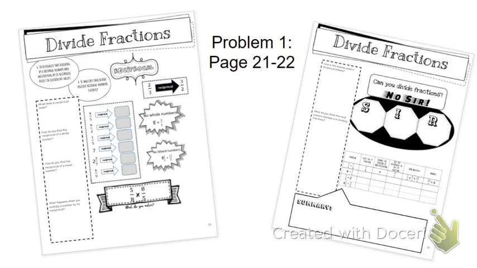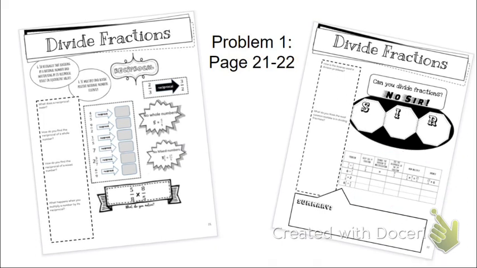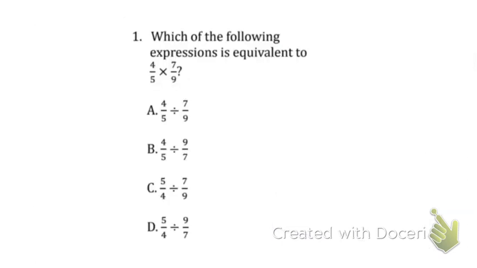All right, the first problem, problem 1, comes from pages 21 and 22 in your notes involving dividing fractions. More specifically, it's the part over here where we rewrite a multiplication problem as a division problem or a division problem as a multiplication problem. The problem says, which of the following expressions is equivalent to 4/5 times 7/9?